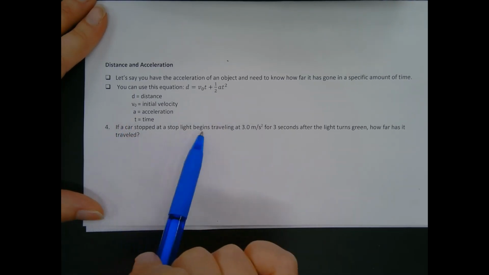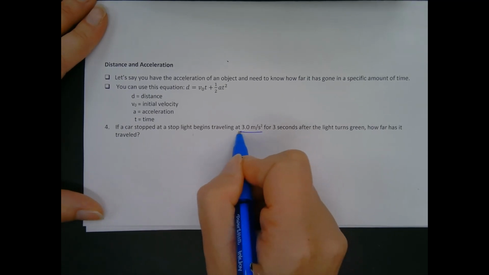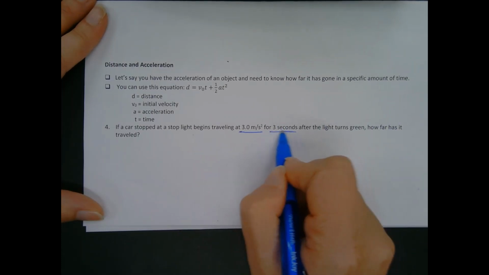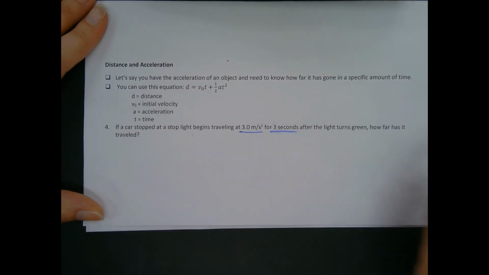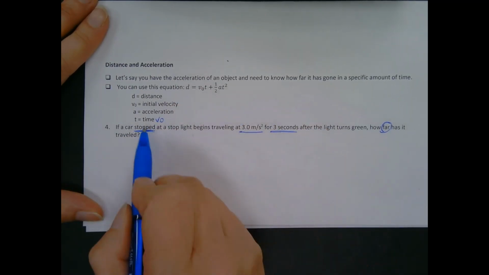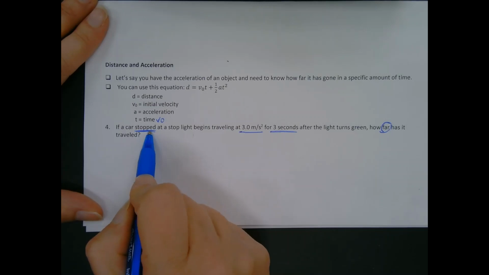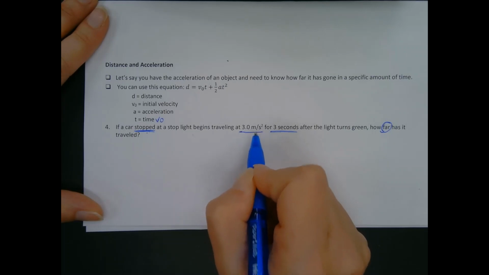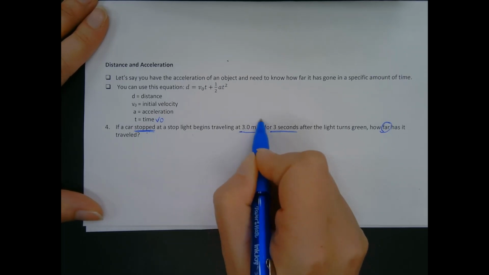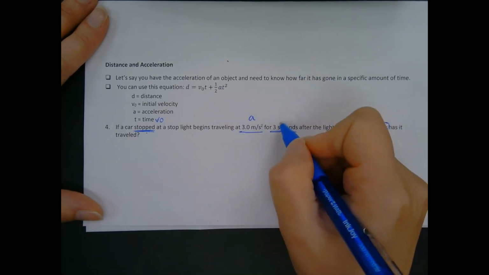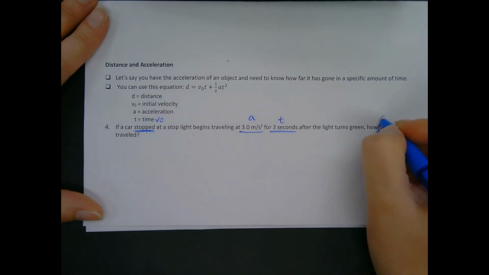If a car stopped at a stoplight begins traveling at 3 meters per second squared, okay, so that's my acceleration, for 3 seconds after the light turns green, how far has it traveled? Okay, so it stopped at a stoplight. So that is my initial velocity because I'm stopped. So whenever I'm stopped at a stoplight, my initial velocity is 0. It's traveling at 3 meters per second squared. If you're not sure if this is velocity or acceleration, look at the units. If you've got a squared here, then that's going to tell you it's acceleration. And 3 seconds is my time. And how far it's traveled is my distance.